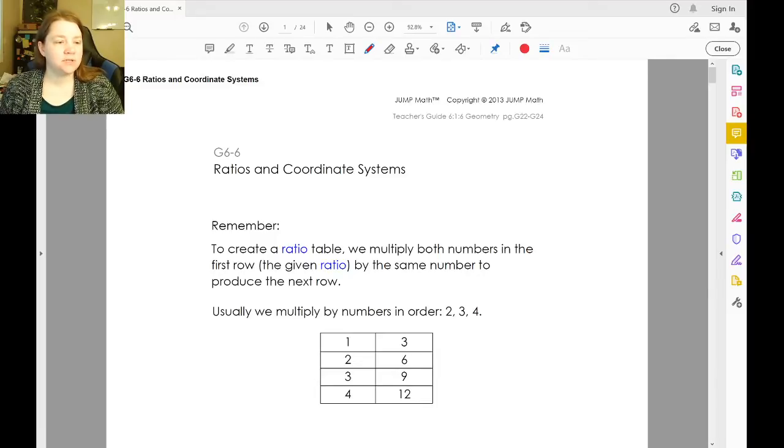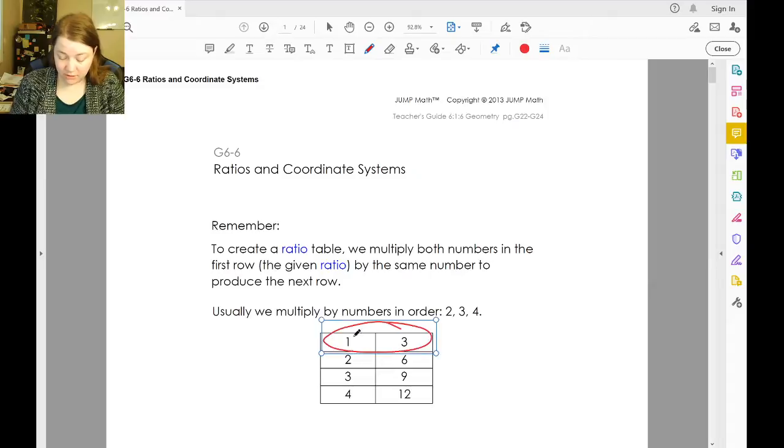This video is going to talk about ratios in the coordinate systems. To create a ratio table, remember that we multiply both numbers in the first row, which is the given ratio, by the same number to produce the next row. Usually we multiply by the numbers in order: by 2, by 3, by 4.